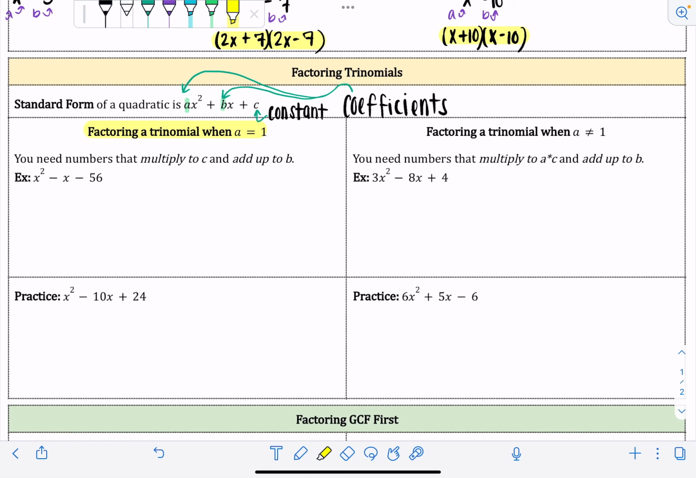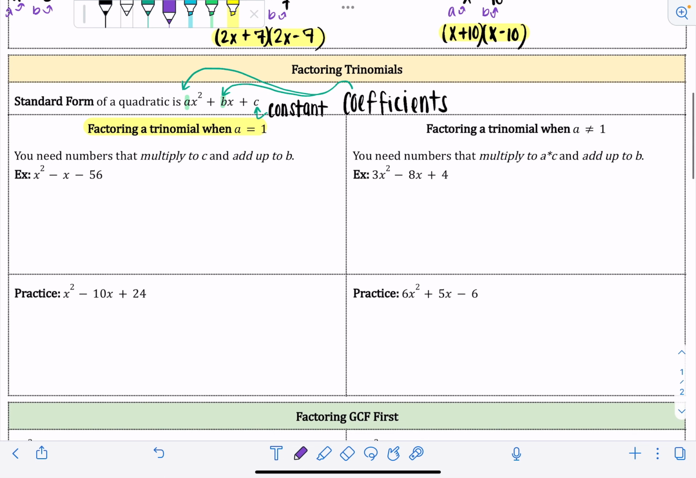So going back to that a, b, and c basically. So I'm just going to go through and label each different part. So in this case, I know it doesn't ask for a, but if you don't see a number in front of a variable, the coefficient is 1. So a would be 1.